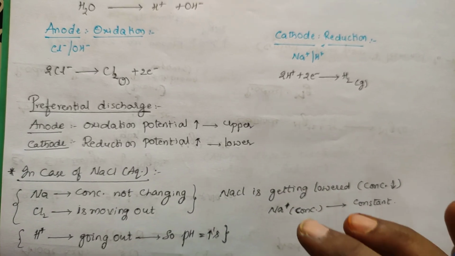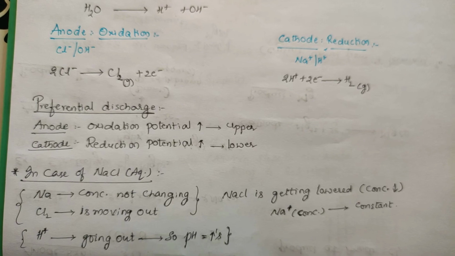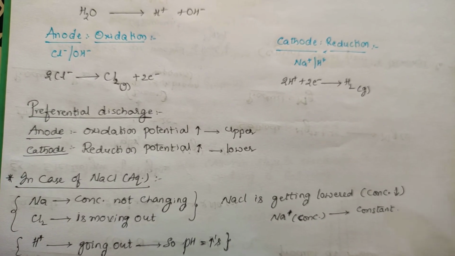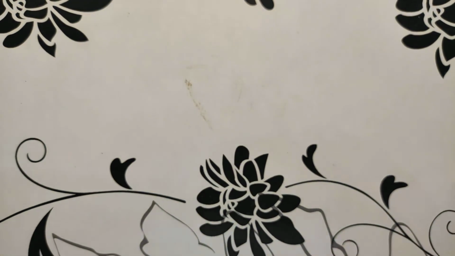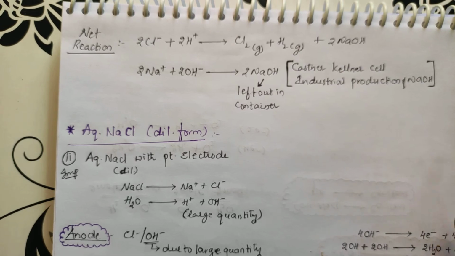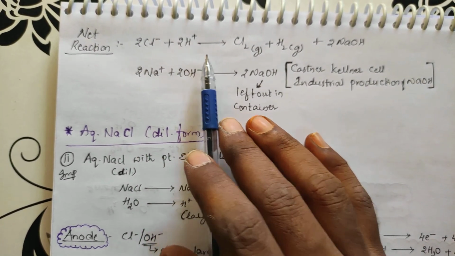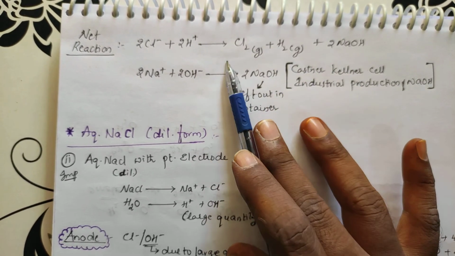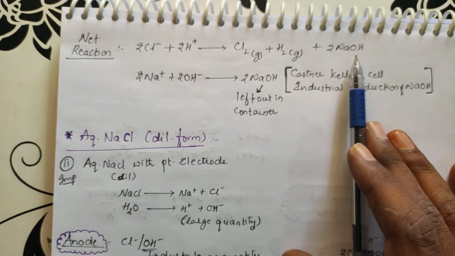So what is the net result of the entire reaction? Sodium concentration remains unchanged, but chlorine concentration is decreased, so NaCl concentration is decreased, and H plus is moving out, so the pH of the solution increases. That is the condition. So the net reaction I have written here: 2 Cl minus and 2 H plus get converted to Cl2 plus H2, and the remaining Na plus remains in the solution and OH minus remains in the solution.